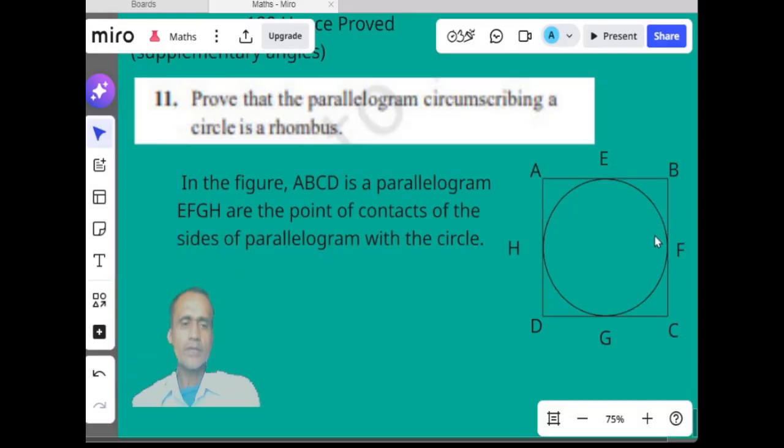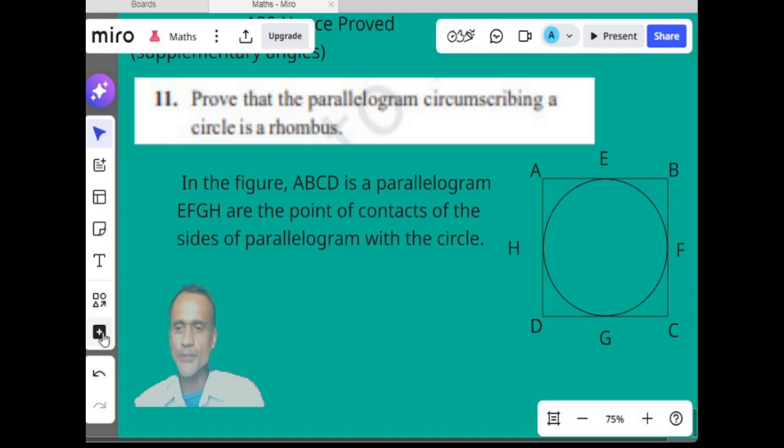I have drawn the figure as per the question: this is a parallelogram ABCD and this is a circle, and the parallelogram circumscribes the circle. So ABCD is a parallelogram and E, F, G, H are the points of contact of the sides with the circle. So what do you see? AE and AH, what are these? These are tangents. DH and DG, CG and CF, BF and BE, all these are tangents.